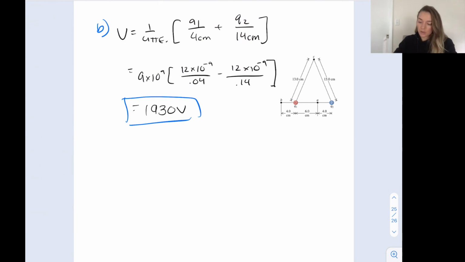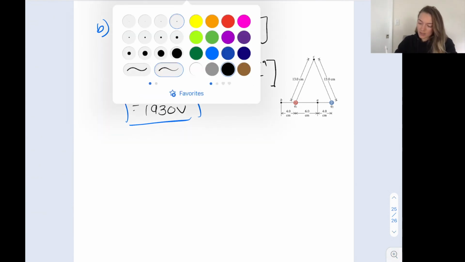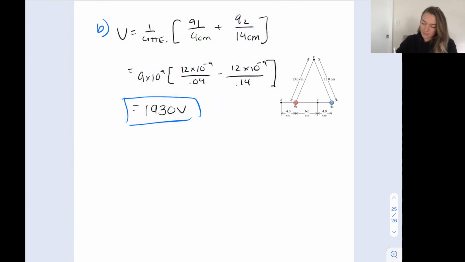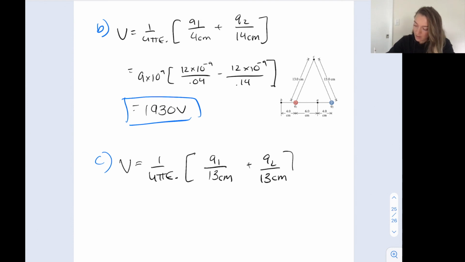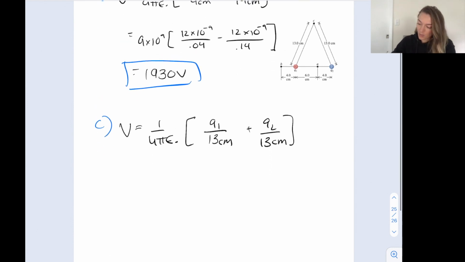All right, and now let's do location C. Just going to add up the contributions again. So we get 1 over 4 pi epsilon naught. Now from charge 1, point C is 13 centimeters away. So we just have Q1 over 13 centimeters. Q2 is the same distance. So you can kind of see what our potential is going to end up being at point C.